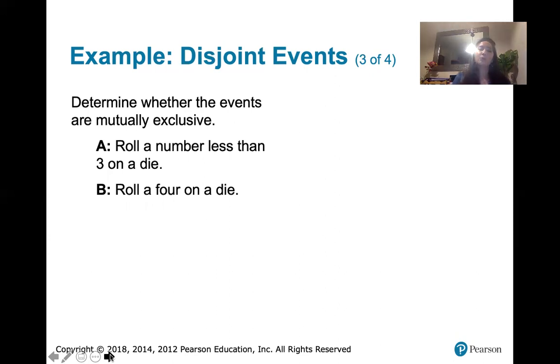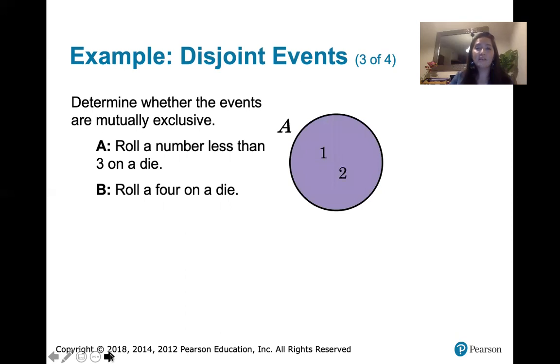Now, one way that you could solve this problem is to think of all of the ways that you can roll a number less than 3 on a die, and then think of all of the ways that you can roll a 4 on a die, and then represent that by a Venn diagram. So here's a Venn diagram for this. And think of all the ways that you can roll a number less than 3 on a die. You could roll a 1 on a die. You could also roll a 2 on a die. So there are 2 ways to roll a number less than 3. And event A consists of rolling a 1 or rolling a 2.